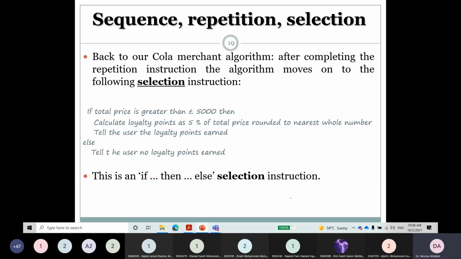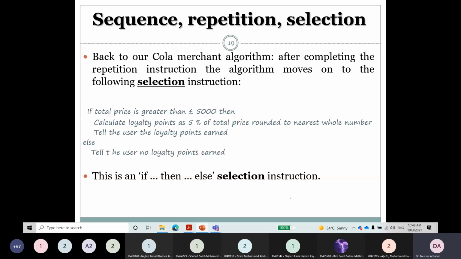And else, what does it mean? Else means that the total price is less than 5,000 pounds. So there is an if then else selection instruction here. So here we have used the if else.